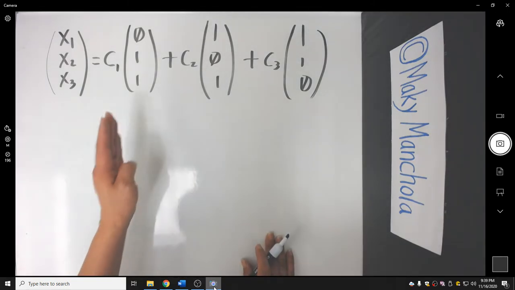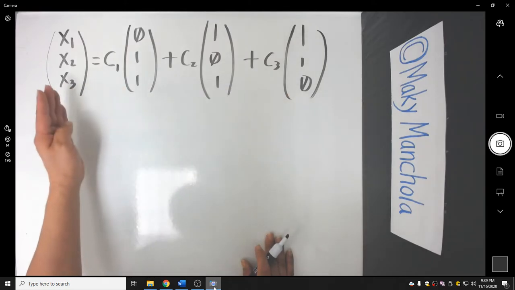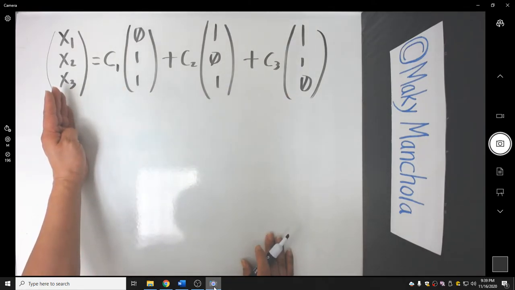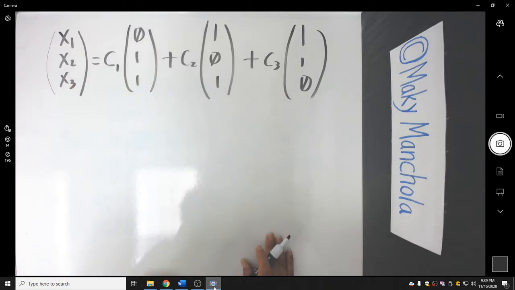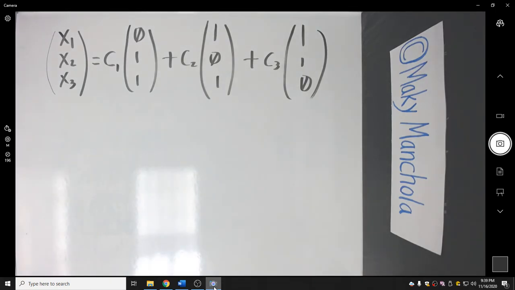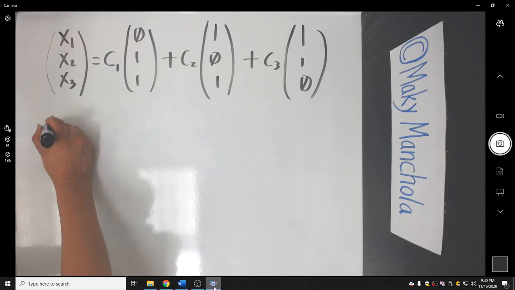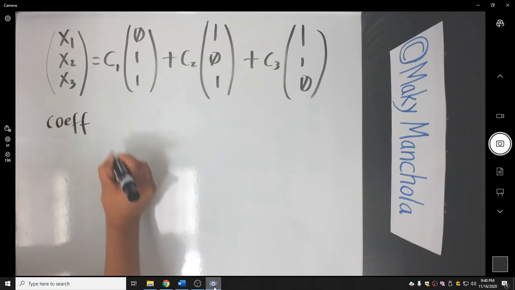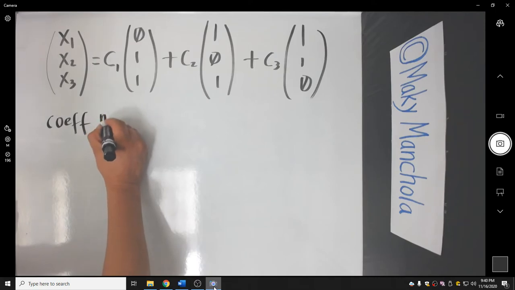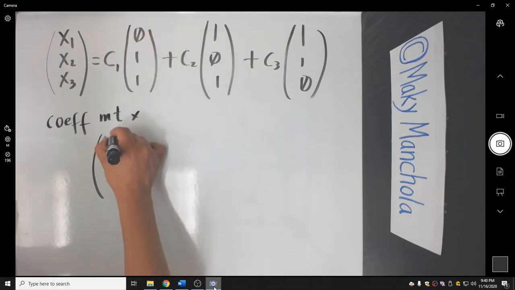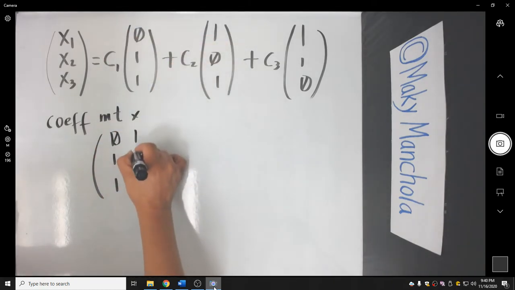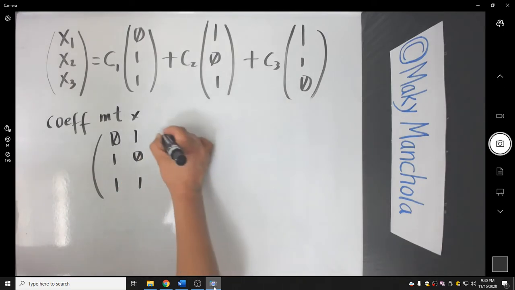Notice that the augmented matrix we would use to solve a system for C1, C2, and C3 would be a square system. So it all boils down to finding out whether that square system has solutions. So here's my coefficient matrix. When I set up my associated system, my coefficient matrix is 0, 1, 1, 1, 0, 1, 1, 1, 0.